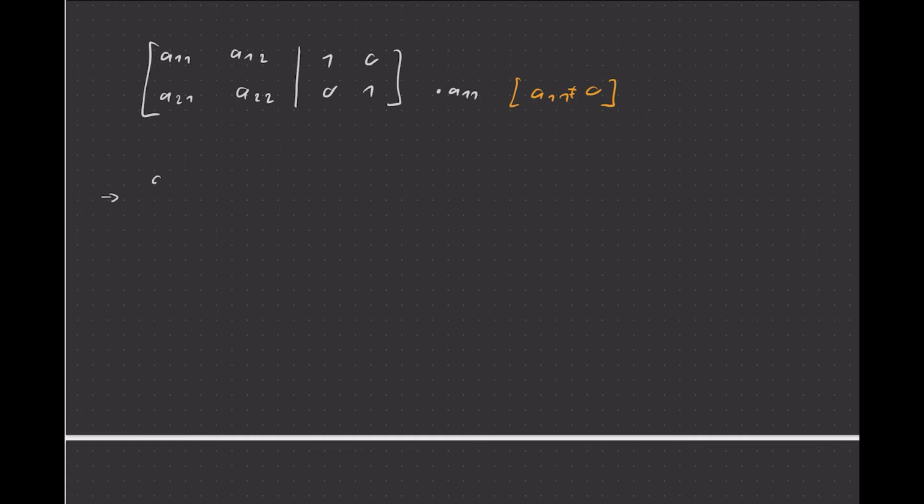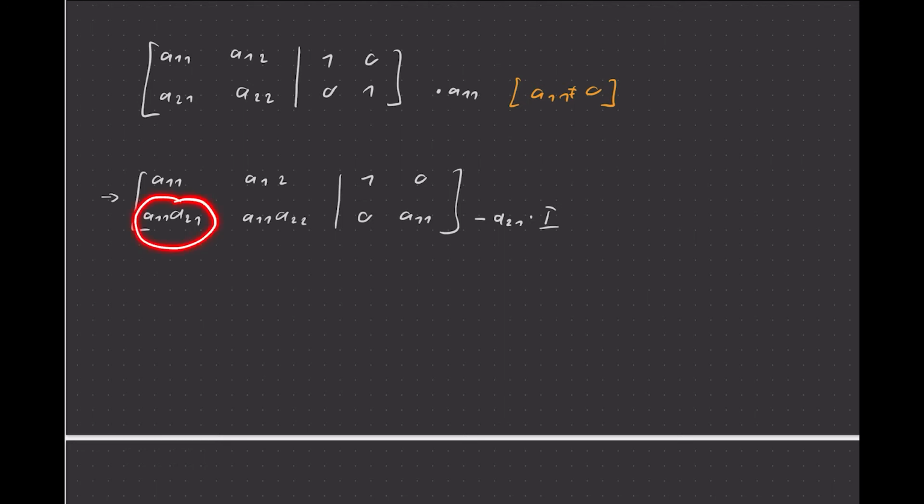So what that gives us is, well, the first row is not altered in any way. The second row is now A11, A21, and A11, A22. And on the right-hand side, we get 0 and A11. And now what we do next is we subtract A21 times the first row from the second, because that will give us exactly this coefficient here to produce a 0 here.